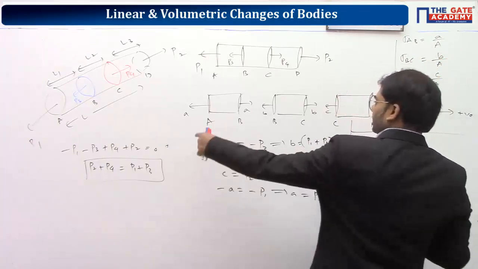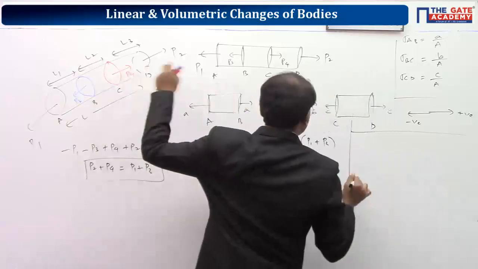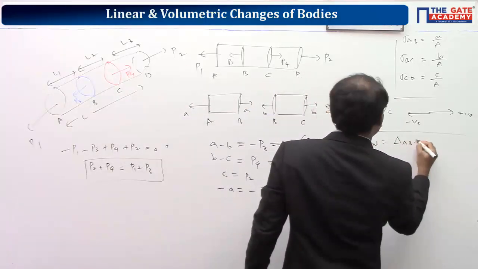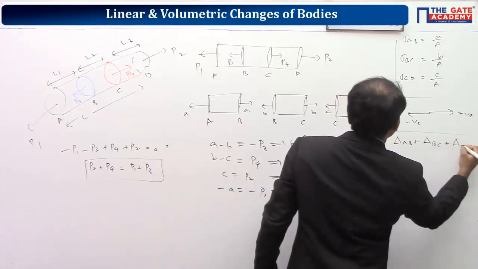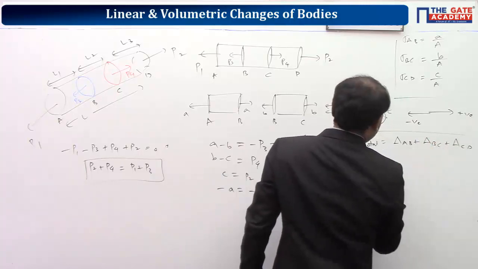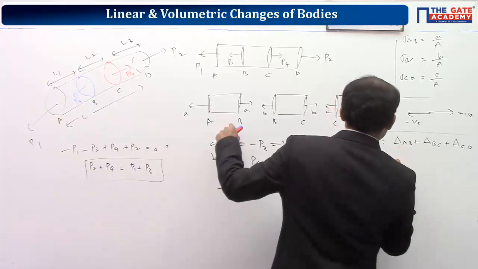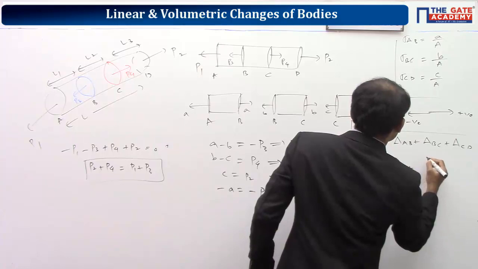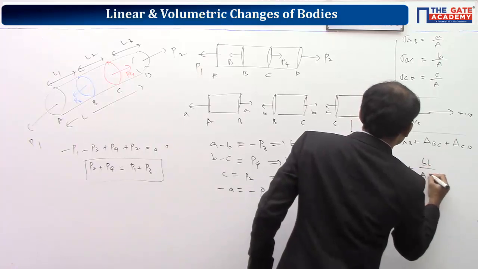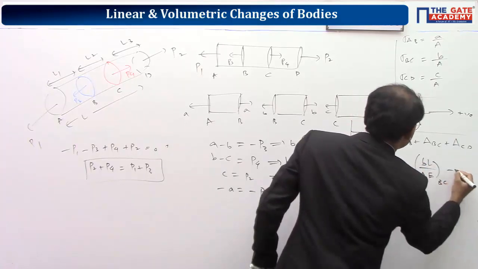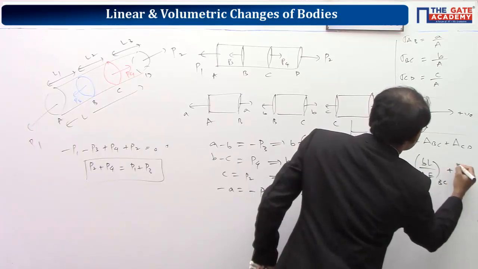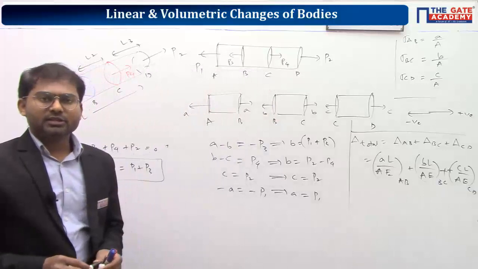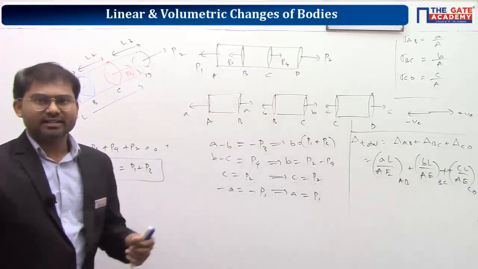Now if you take elongation, total elongation, delta total, is nothing but elongation of AB part plus elongation of BC part plus elongation of CD part. Elongation of AB part is small a into length by area into Young's modulus of AB part. BC part elongation is equal to b into length by area into Young's modulus of BC part, plus c into length by area into Young's modulus of CD part. Understood?